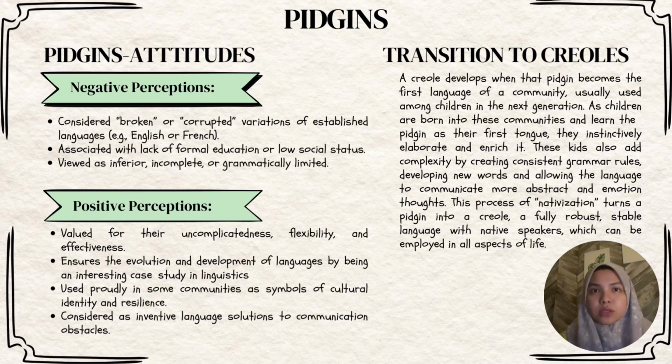So this natural process is known as nativization. Through it, the simple, limited pidgin transformed into a creole, a full, stable, and rich language with native speakers. So creoles are no longer restricted to basic communications. They can now be used in all areas of life, from education and storytelling to government and media.